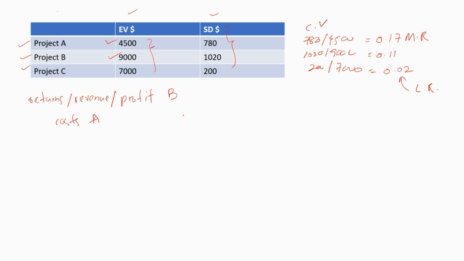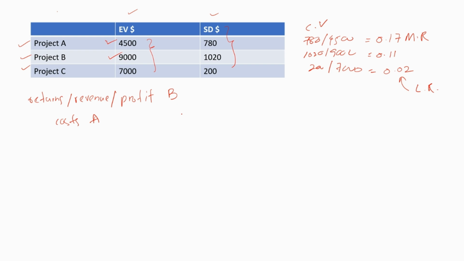To summarize this video, we discussed expected values. Expected value is a single weighted average value for all the possible outcomes for a scenario. If the expected values are calculated based on returns, we will select the highest expected value project. If the expected values are calculated based on cost, we select the lowest expected value project.